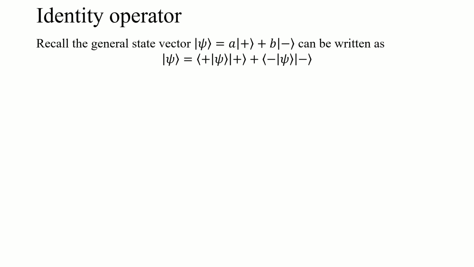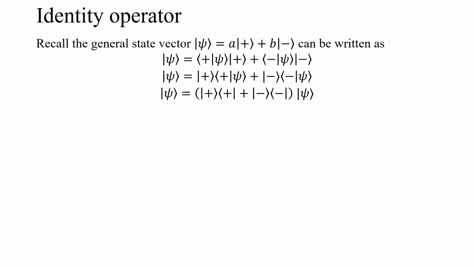And we can rewrite that in this way, where A can be replaced by the inner product of the spin up bra and the general state vector, and B can be replaced by the spin down bra and the general state ket. Since those inner products are scalars, we can bring them to the other side of those basis kets, and then we can factor out that general state ket, and we're left with this: the spin up ket with the spin up bra plus the spin down ket with the spin down bra, all operating on that general state vector.